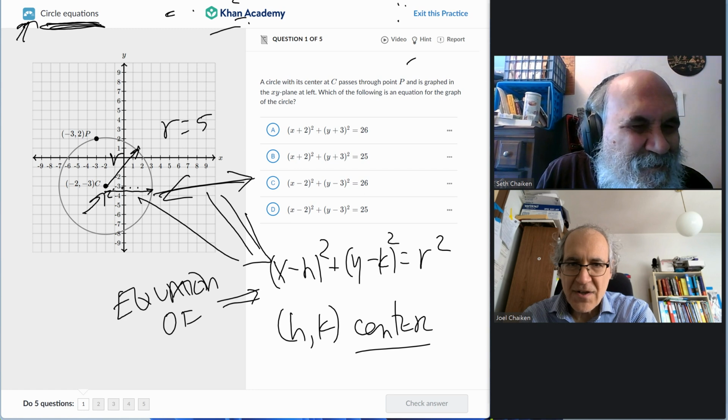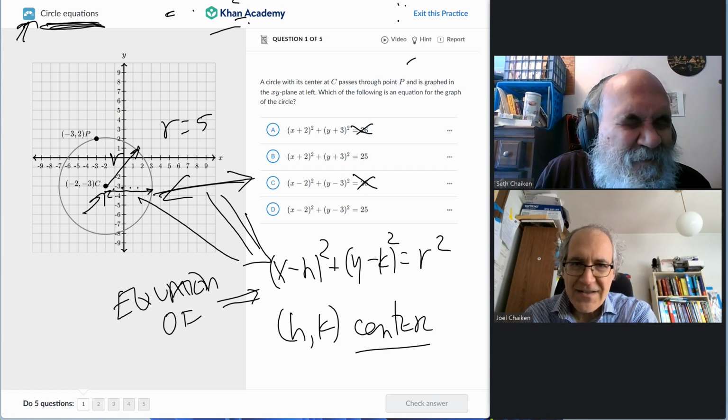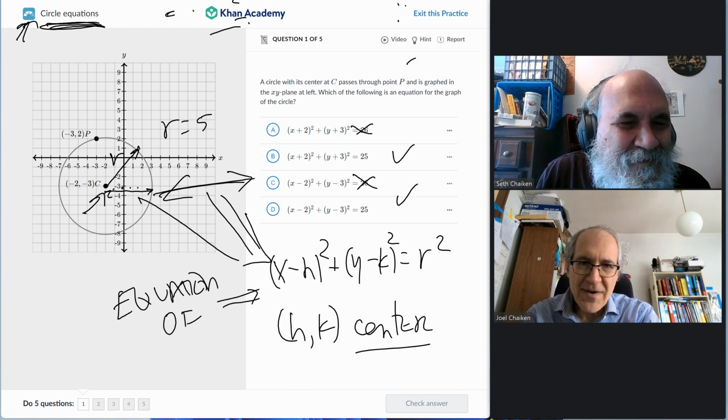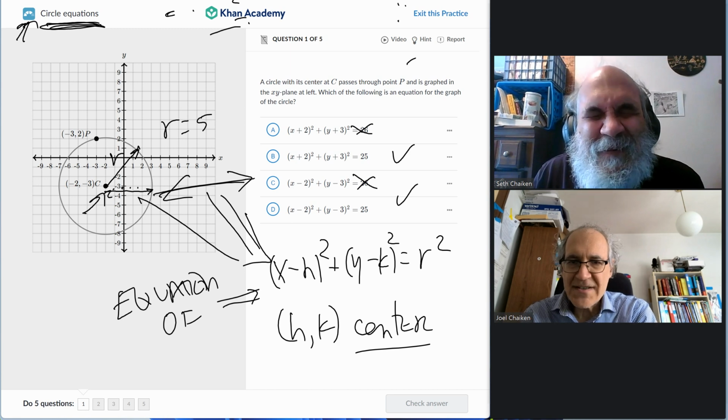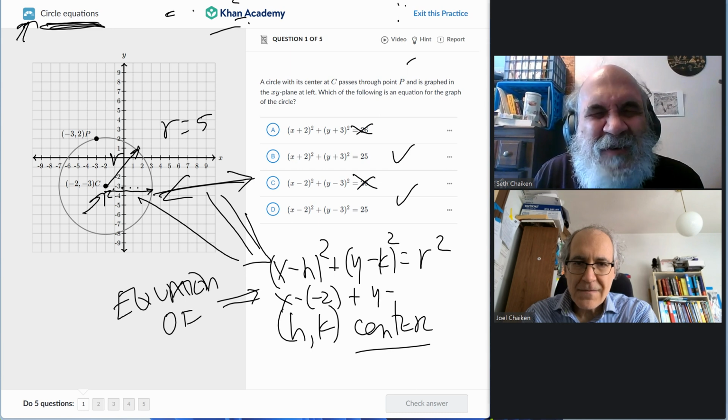So these are the only... 26? Are you kidding me? So r squared is 25. So these are the only two possible choices, and then you've got to be careful about the center, because the center is at -2, -3.